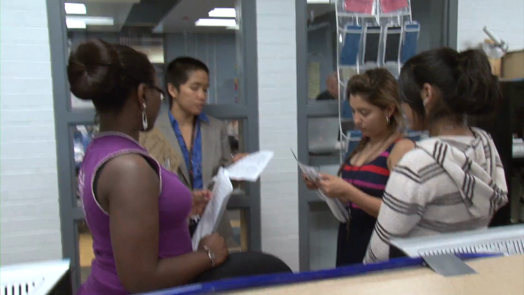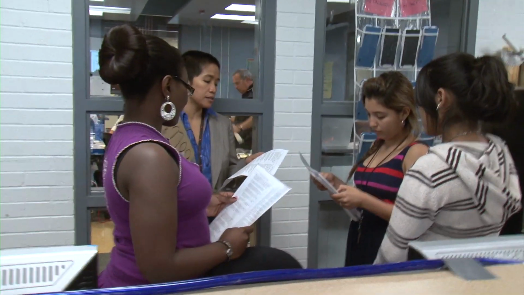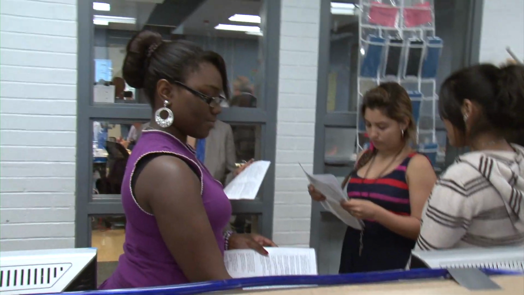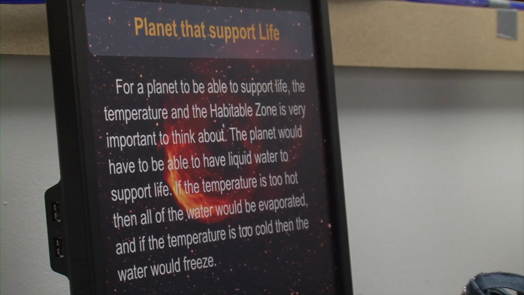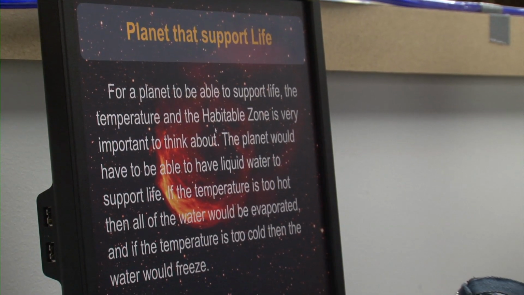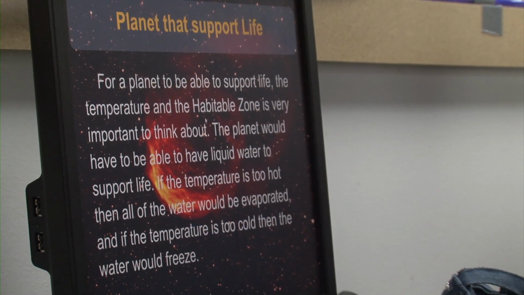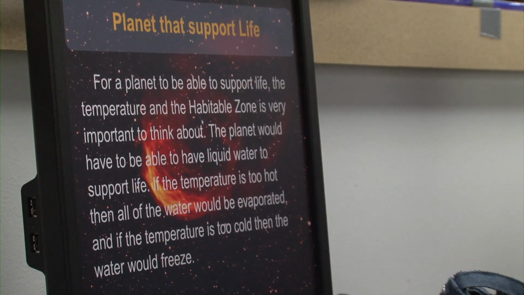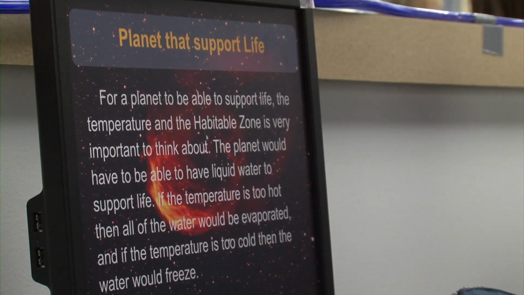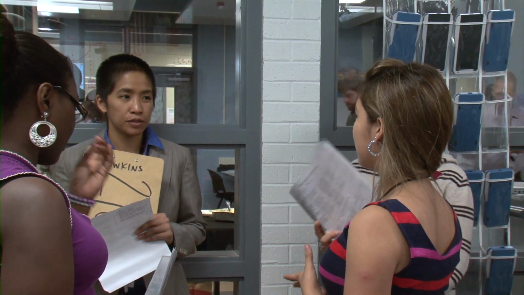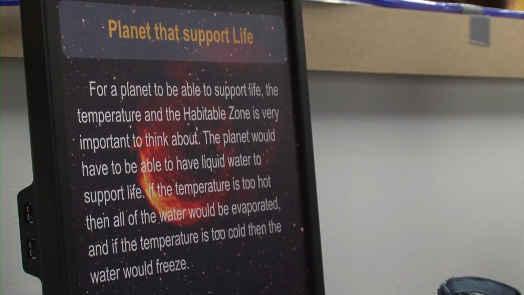Provide at least 2 characteristics of habitable planets and explain why these support life. 2 characteristics of habitable planets. So for planets to be able to support life, the temperature in the habitable zones is very important. So why is that important? Because the planet needs to have... What are the temperatures in habitable zones? An example would be like, say, 500. Do you know?